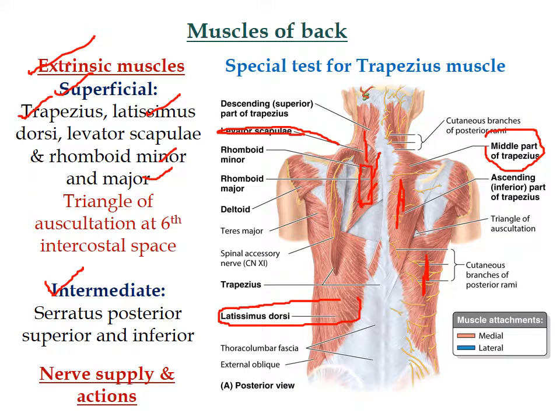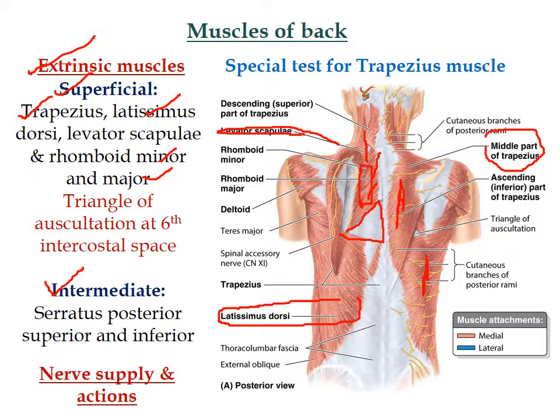Now, can you see that when you reflect the trapezius, you will find a triangular area called the triangle of auscultation at the 6th intercostal space? When you use the stethoscope for lung auscultation, you don't have any intervening muscles, so the stethoscope directly lies on the rib cage and you can hear the breath sounds. That's called the triangle of auscultation. Where is it located? In the 6th intercostal space. So that's all about these muscles' names.